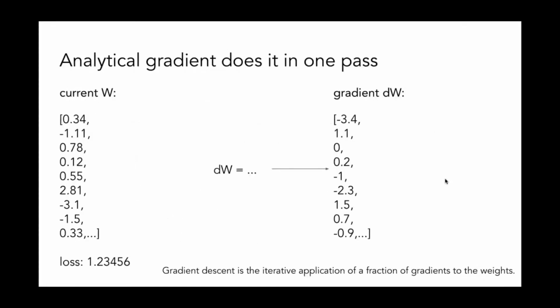The analytical gradient actually does it in one pass. Okay, so if I take the derivative of this function, instead of manually moving the numbers, I take just the derivative of the function with respect to all these variables, and I obtain all the gradients in a single pass. Gradient descent is a technique where we iteratively apply a fraction of the gradients to the weights, and then we try to take the derivative again. And we do that over and over and over again until we obtain almost 0 for all of them.